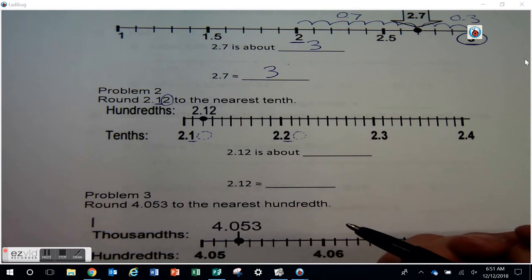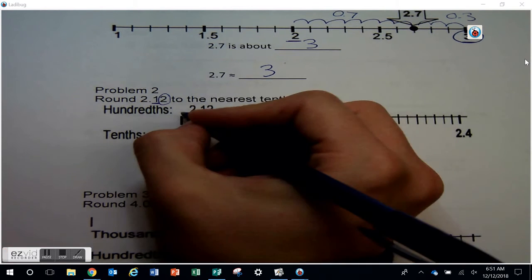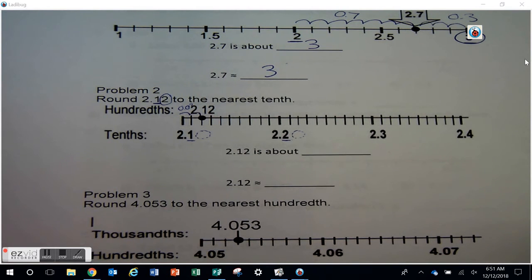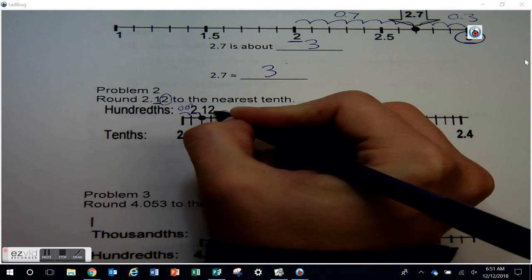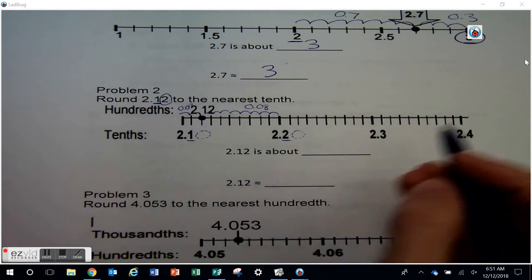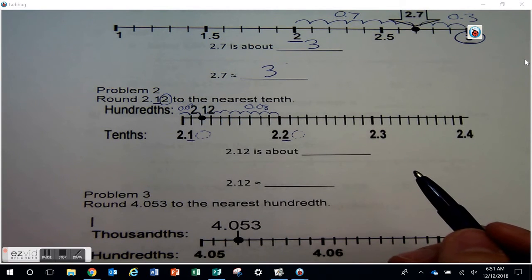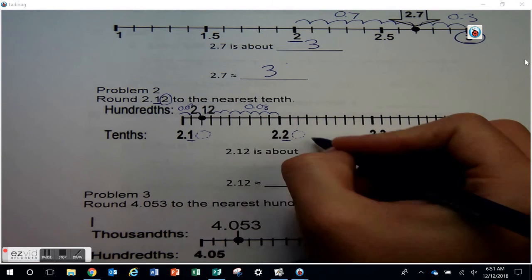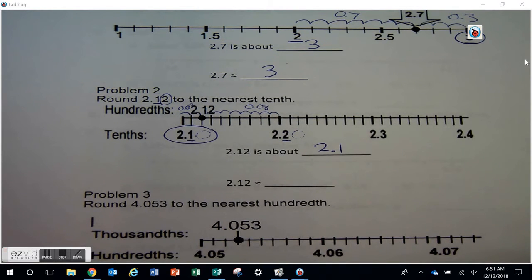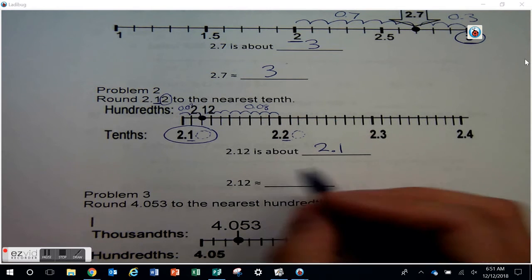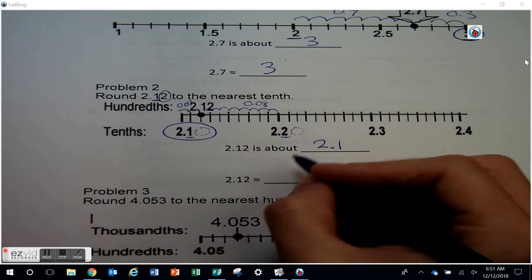So here I see I'm 2/100 away from 2 and 1/10, and I'm 1, 2, 3, 4, 5, 6, 7, 8/100 away from 2 and 20/100, or 2 and 2/10. So I would round it to 2 and 1/10 because it's closer to that on the number line. 2 and 12/100 is approximately or about 2 and 1/10.